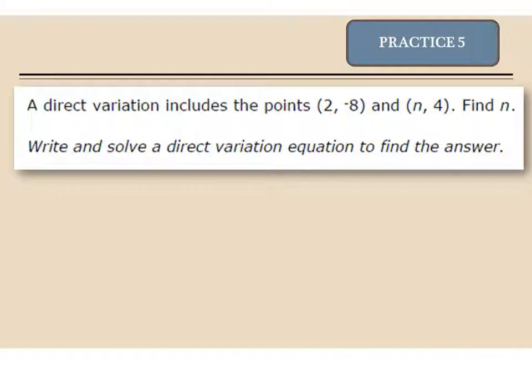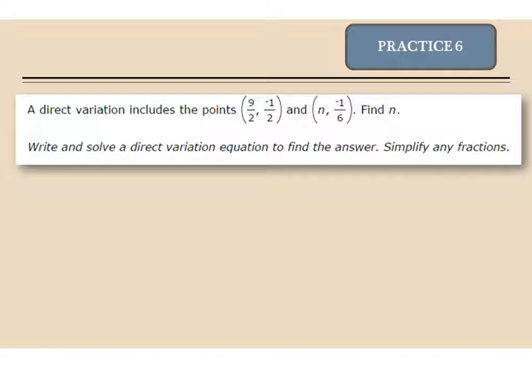All right, here's your practice 5. Here's a direct variation, and it includes the points 2, -8, and n, 4. Find n. Practice 6. A direct variation includes the points 9/2, -1/2, and n, -1/6. Find n. Use your calculator, multiply your fractions, divide by the third one, and find n.